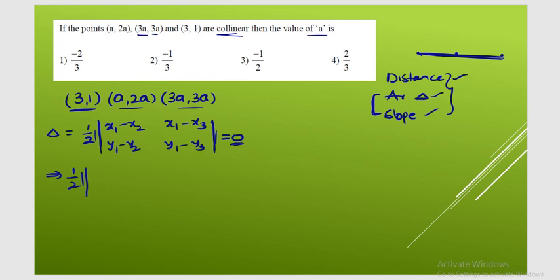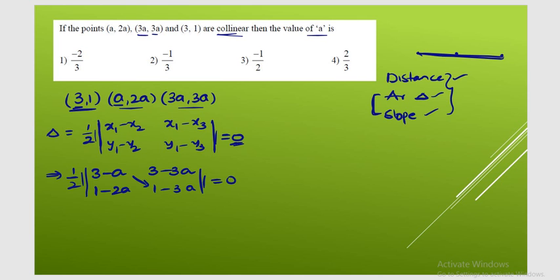So directly what I can say: 3 minus a. So directly take the first vertices; the x coordinates of the first and second vertices give 3 minus a. The same way, 3 minus 3a. Next y1 minus y2, taking the same order: 1 minus 2a. Next 1 minus 3a is equal to 0.